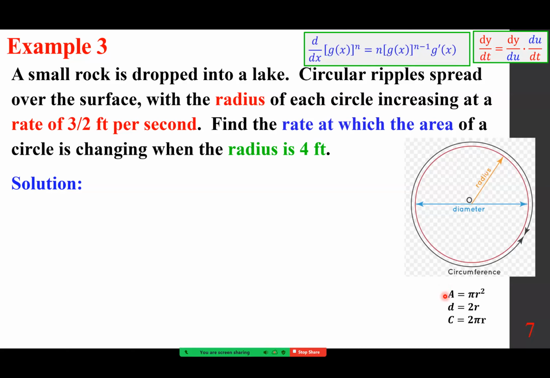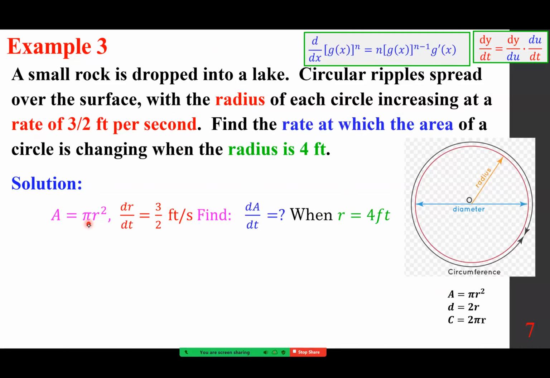Now, let's write what's given symbolically. Of course, A equals pi r squared. The radius is increasing, so dr/dt is 3/2 feet per second. We want the rate at which the area is changing. We want dA/dt at a precise moment when r is 4 feet. So this is the translation of this question.